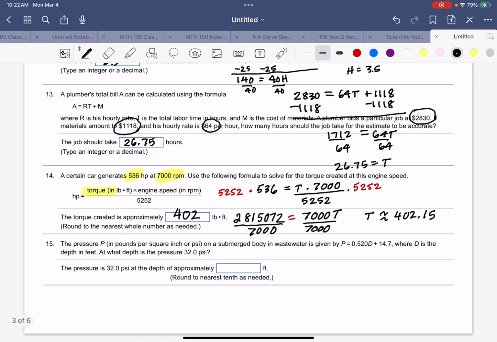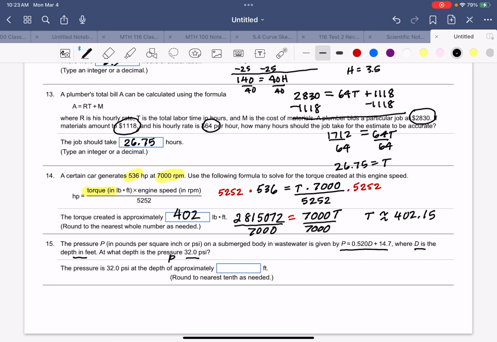Example 15. The pressure P in pounds per square inch, or PSI, of a submerged body in wastewater is given by the formula P equals 0.520 D plus 14.7, where D is the depth. At what depth is the pressure 32? So they're giving me P, the pressure, and that's all. And they're asking me to find D, the depth.